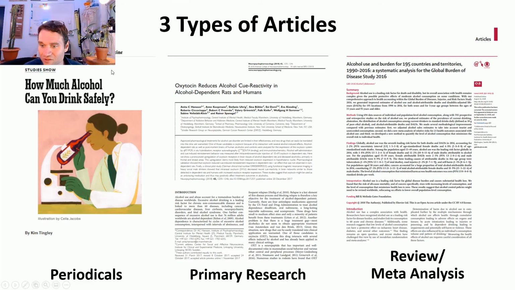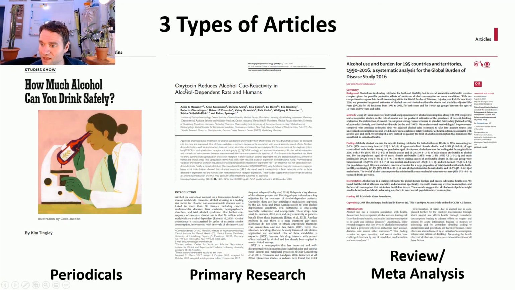But you'll notice periodical, written by one person. Most scientific papers, you'll get a dozen authors, something like that. Very rare, especially nowadays, that you would see a scientific paper with a single scientist. Science is a deeply collaborative process. Okay. Oxytocin reduces alcohol cue reactivity in alcohol-dependent rats and humans. So, this title, not catchy, but very, very specific.